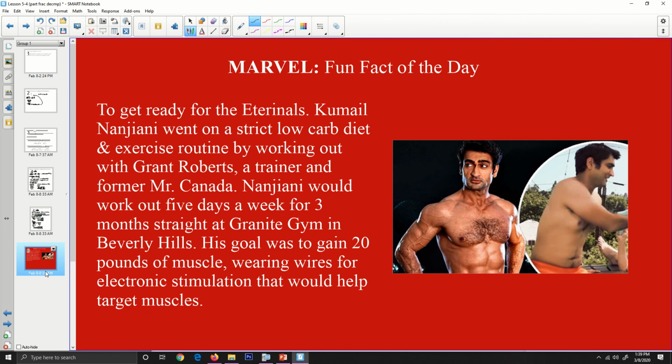So the Marvel fun fact of the day, to get ready for the Eternals, Kumail Nanjiani, I think I said that right, went on a strict low-carb diet and exercise routine, working out with Grant Roberts, trainer and former Mr. Canada. Nanjiani would work out 5 days a week for 3 months straight at Granite Gym in Beverly Hills. His goal was to gain 20 pounds of muscle, wearing wires for electrostimulation that would help target the muscles. And you can see it's actually after and before. So there's your before pic and there's your after pic. And he's getting ready for the Eternals.